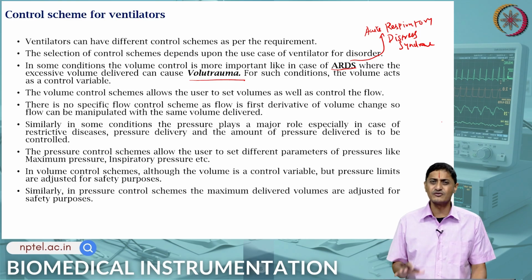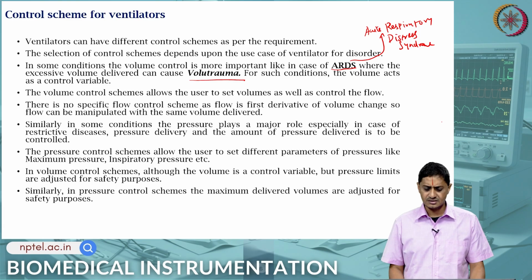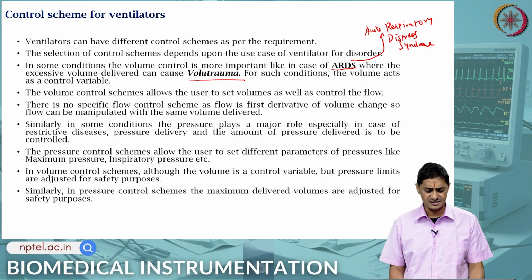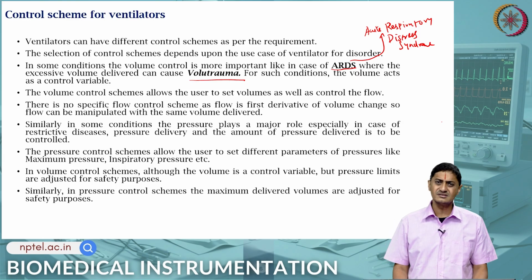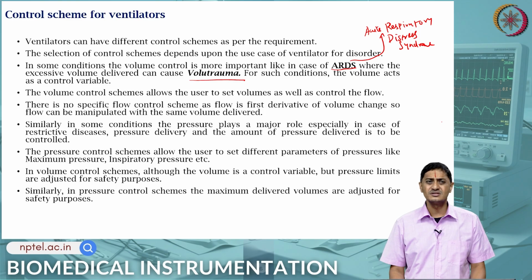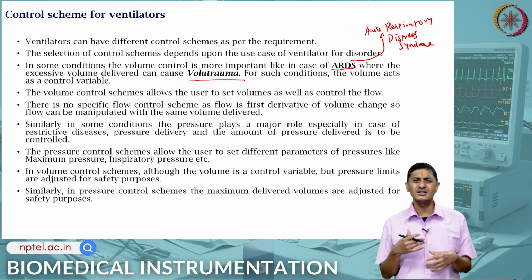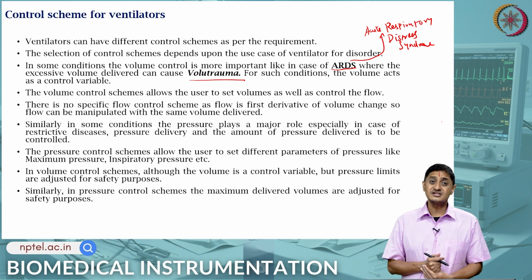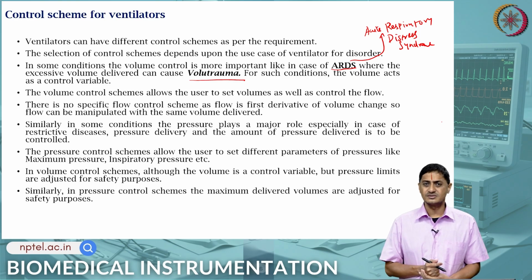There is no specific flow control scheme, because flow itself is the first derivative of volume. We already discussed this. So, flow can be manipulated with a given volume itself. Sometimes pressure plays a major role in the case of restrictive disease, depending on the situation. What this says is that depending on the particular condition, you need to choose the control scheme. In the case of restrictive diseases, pressure delivery and the amount of pressure delivered is to be controlled.